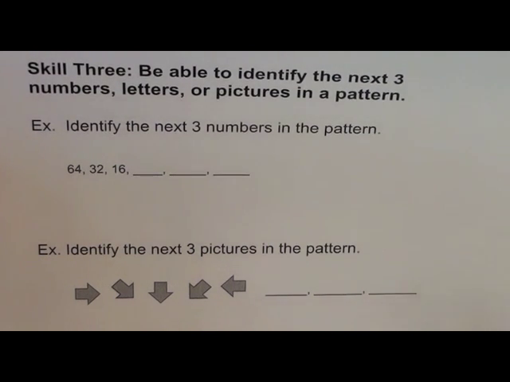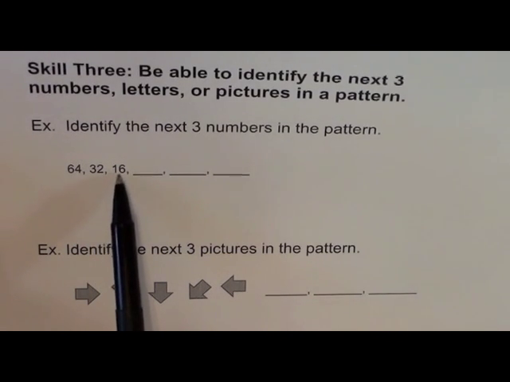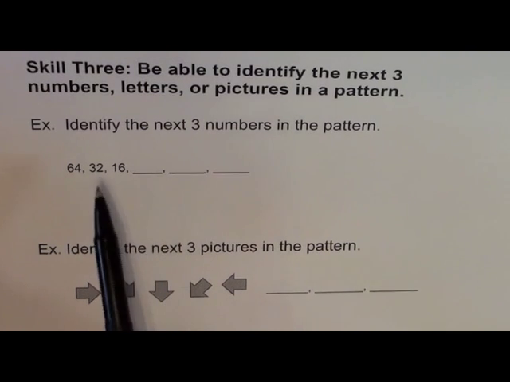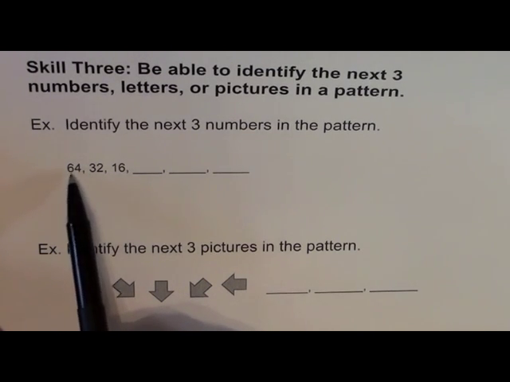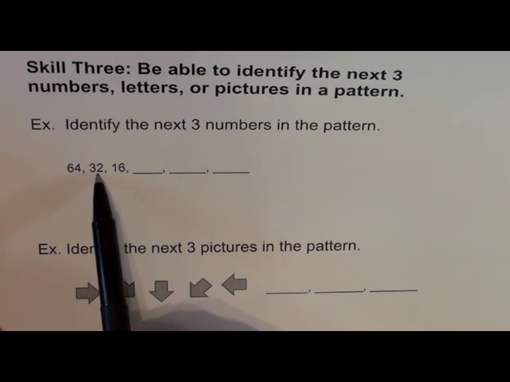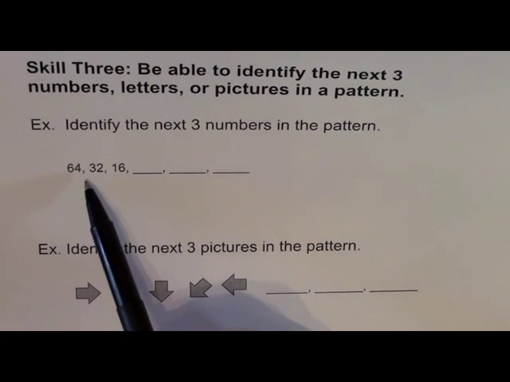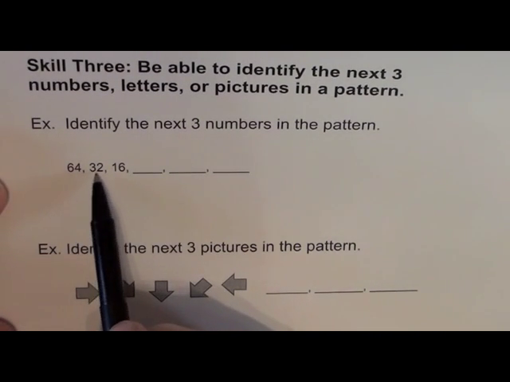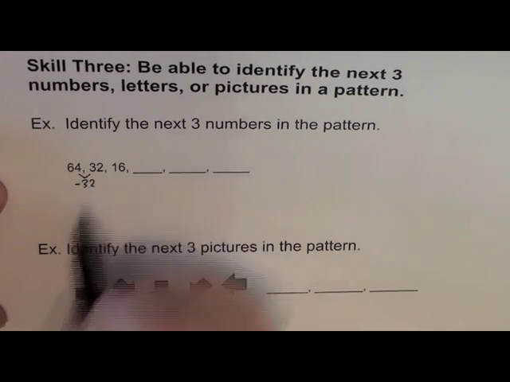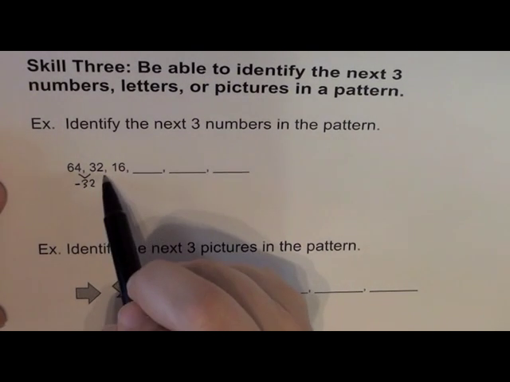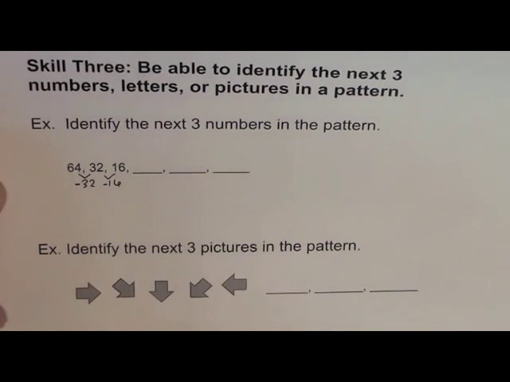So the first example, identify the next three numbers in the pattern. 64, 32, 16 are the first three numbers. So we need to find some relationship between 64 and 32. The question is, did we add a number to get from 64 to 32? Well, no, because the number got smaller. So if we added, then we really added a negative number, which is really just subtraction. 64 minus 32, the difference is subtracting 32. From 32 to 16, we subtracted 16.